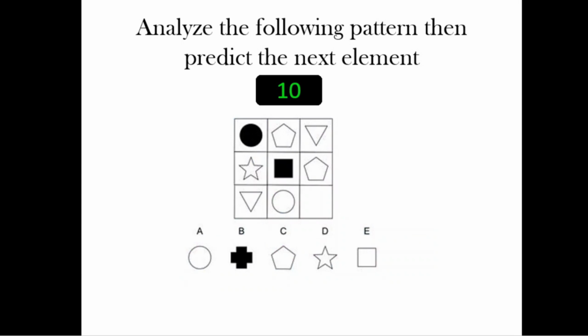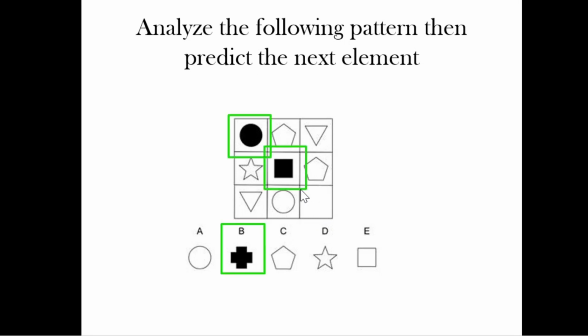Another one for 10 seconds now. Let me click the timer first. And time's up. How do we answer this one? We see in the first row that among the 3 figures here, one of them is shaded. The same with the figures in the second row. One figure is shaded, that's a square. And if we follow that, in the third row, one should be shaded as well, and that is option B.